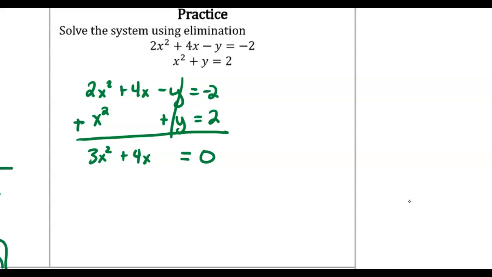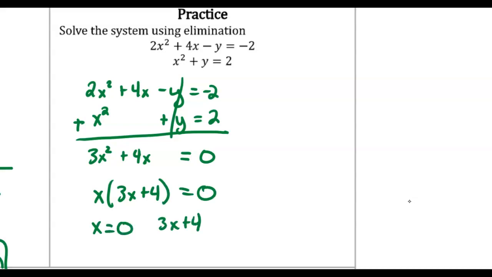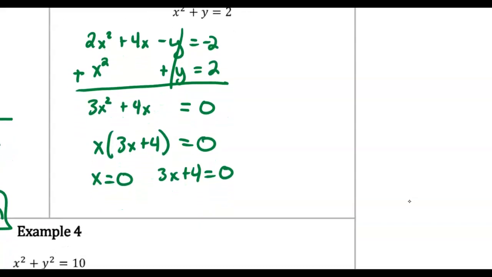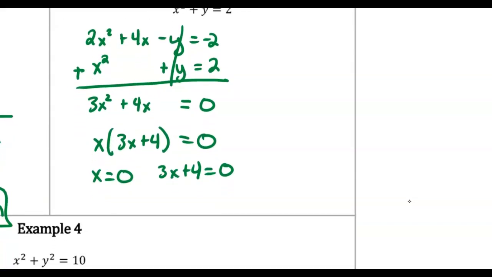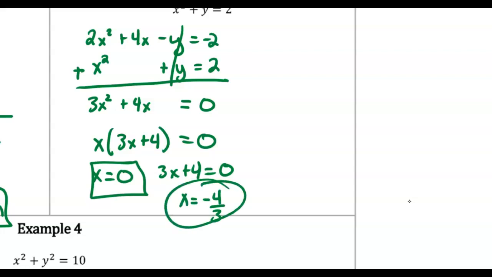At this point, on this one, we could just factor out a GCF. If you pull an x out, you have x times 3x plus 4. It was already equal to 0, and it was just factorable by GCF, so this one's a lot quicker. So we set x equal to 0 and 3x plus 4 equal to 0. So x equals 0 is one solution. And then for 3x plus 4, we subtract the 4 and divide by 3. So negative 4/3, that's another solution.